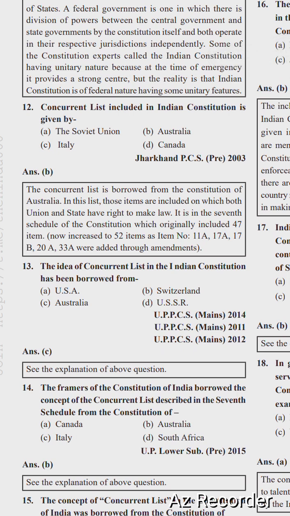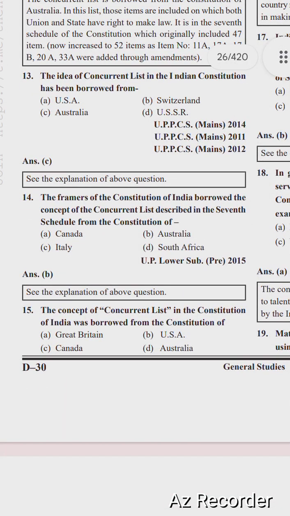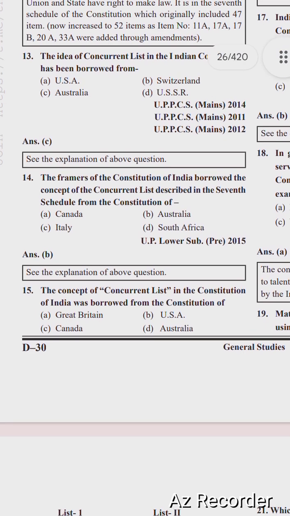So next question is, the idea of concurrent list in the Indian Constitution has been borrowed from, options are USA, Switzerland, Australia, USSR. Right option is option number C, Australia. Next question is, the framers of the Constitution of India borrowed the concept of concurrent list described in the 7th schedule from the Constitution of, options are Canada, Australia, Italy and South Africa. Right option is option number B, Australia.